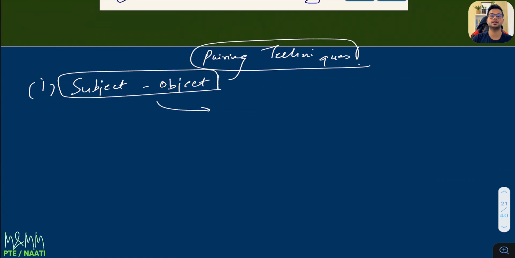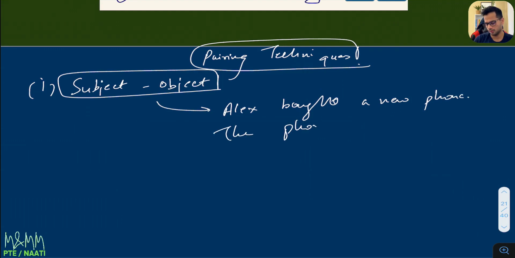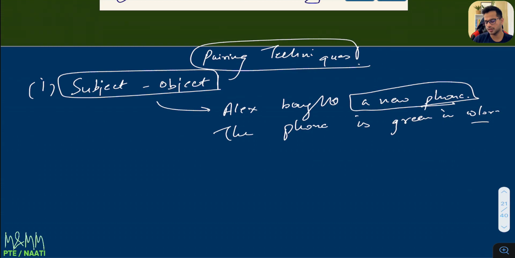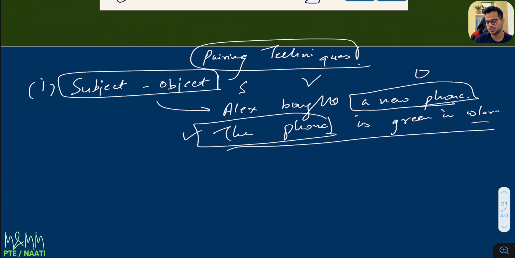All right, subject and object, which simply means that if you have 2 sentences, for example, Alex bought a new phone. The phone is green in color. Now, as you can see, Alex bought a new phone. This new phone is my object of the sentence. Any sentence is formed of 3 things: subject, verb, and object. And then they are starting the next sentence with the very same thing, which is the phone.